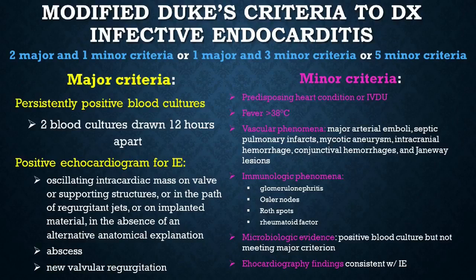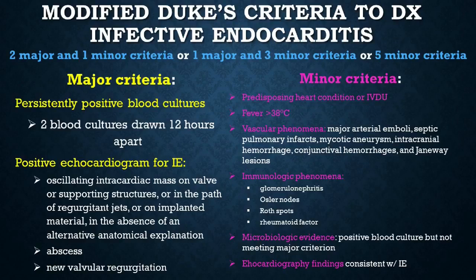The major criteria include persistently positive blood cultures, which means 2 positive blood cultures drawn 12 hours apart, and positive echocardiogram for infective endocarditis, which can include oscillating intracardiac mass on the valve or supporting structures, or in the path of regurgitant jets, or on implanted material in the absence of an alternative anatomical explanation, or if you see an abscess or a new valvular regurgitation.